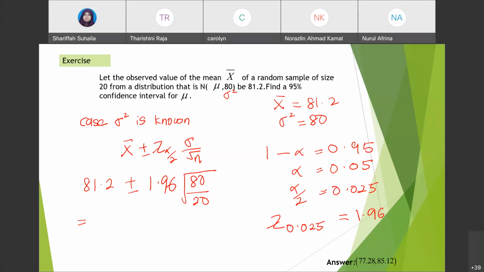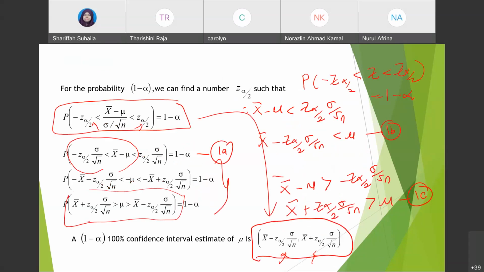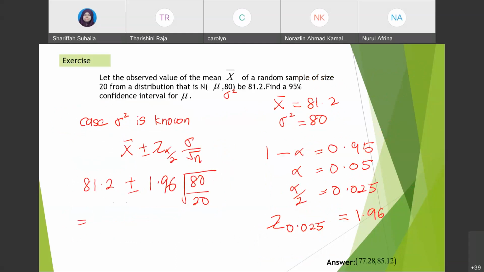Okay. You just derive that one. So it depends whether the formula that you already derived is correct or not. So the case is sigma is known. So you have x bar plus minus z alpha over 2 sigma over square root of n. So just substitute. Alpha is already there. Find alpha over 2. So z alpha over 2 is 1.96. So that is direct.